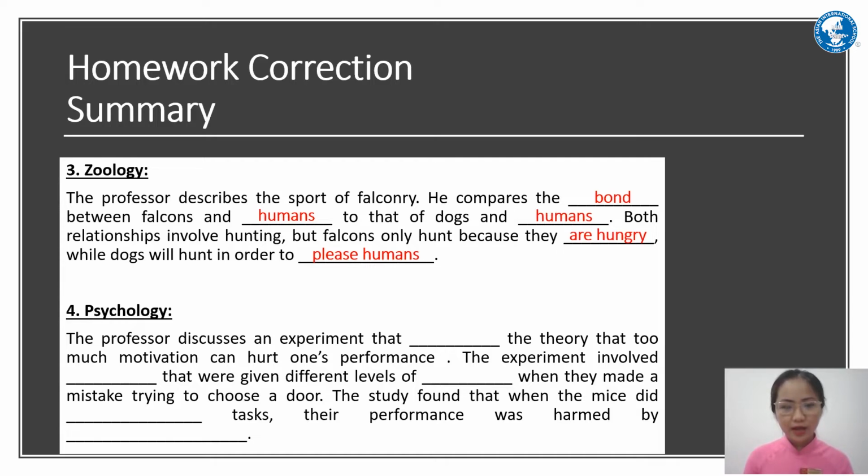Now, the last topic, psychology. The professor discusses an experiment that supports the theory. The next one is the experiment involved mice that were given different levels of shock. And the third one is more difficult tests. The last one must be too much motivation.